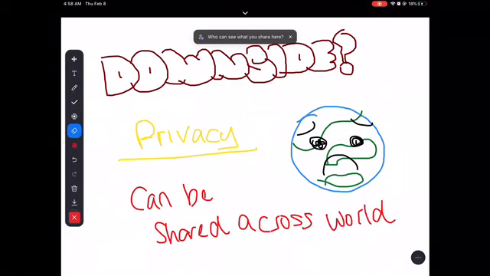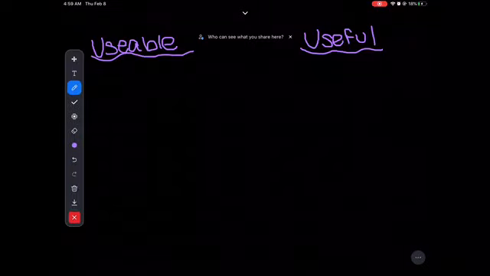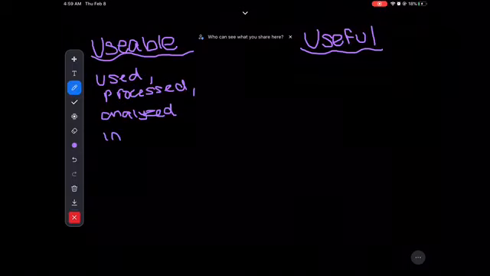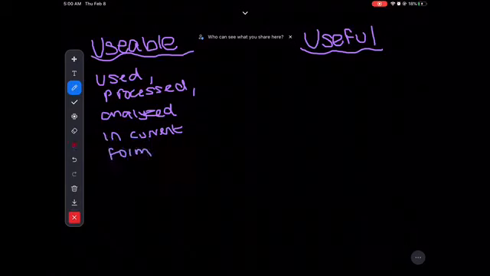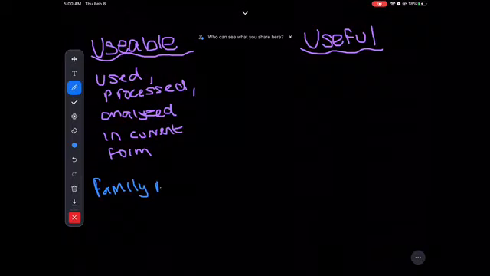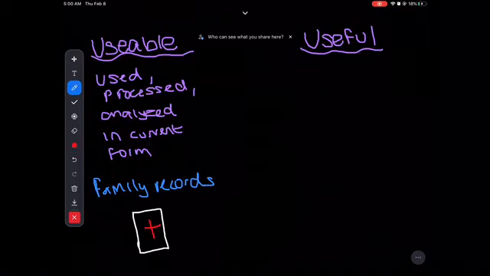So, now, let's talk about the few different types of data. It's usable, unusable, useful, and useless data. So now let's look at what usable is. This type of data can be used, processed, or analyzed in its current form. One example of this would be family records, and by family records, I mean the electronic ones.